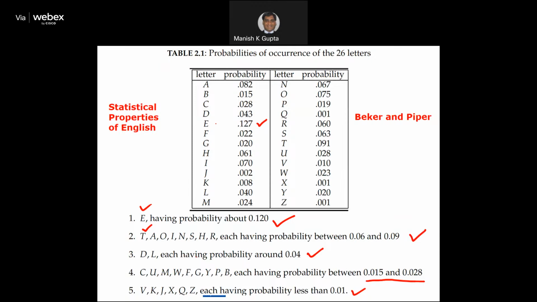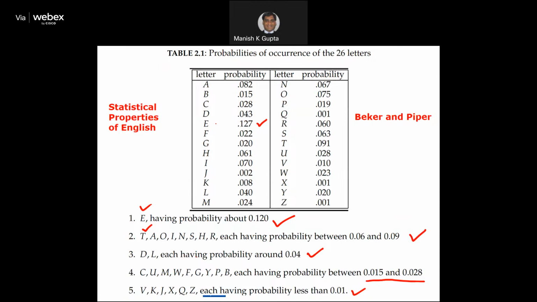Now E is the highest probability. These are some observations. E has a probability of about 0.120. Then the next ones, the letters T, A, O, I, N, S, H, R, each have a probability between 0.06 and 0.09. D and L each have a probability around 0.04. C, U, M, W, F, G, Y, P, B each have a probability between 0.015 and 0.028. And finally, these are the least occurring: V, K, J, X, Q, Z, each having a probability less than 0.01.